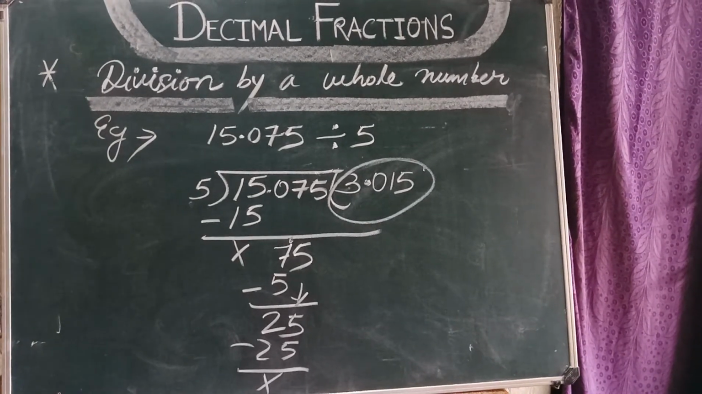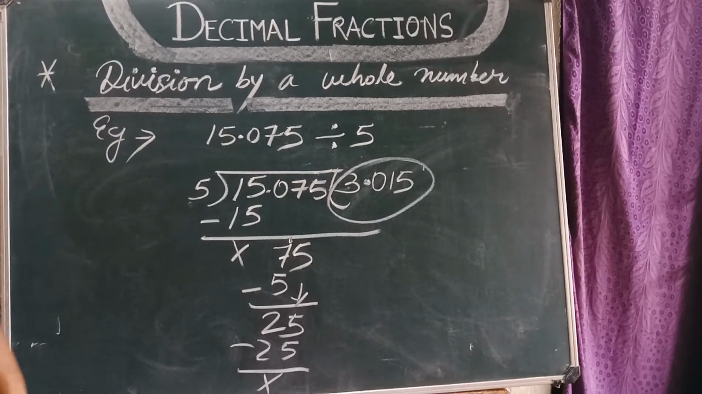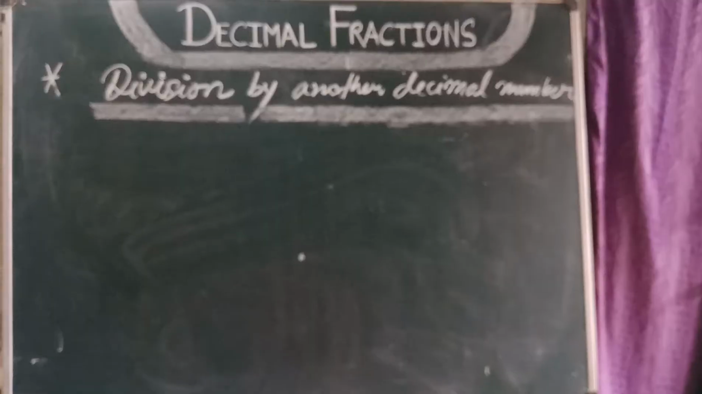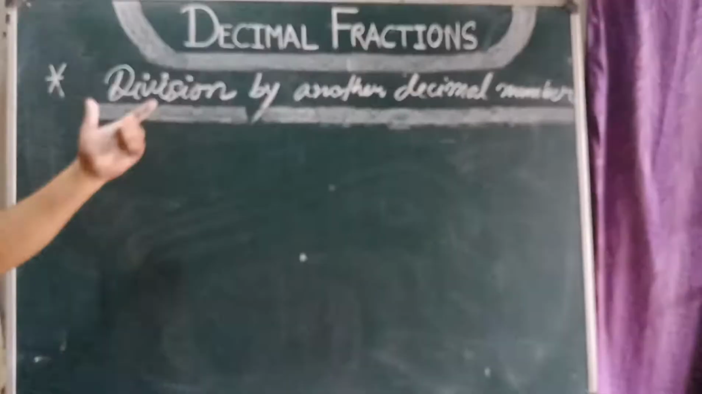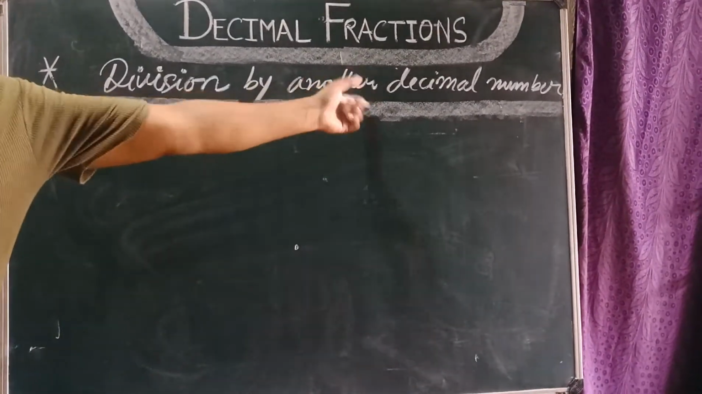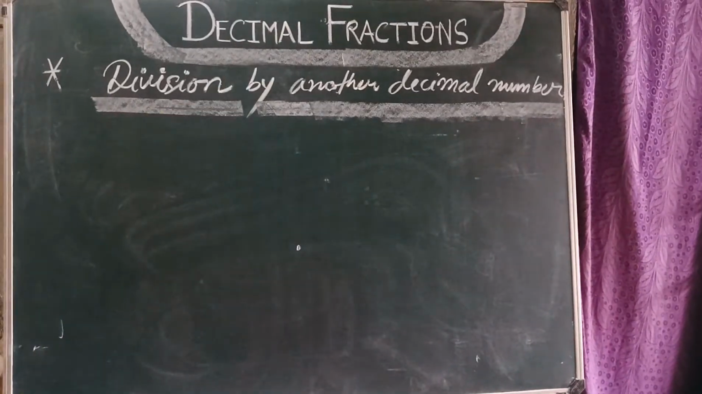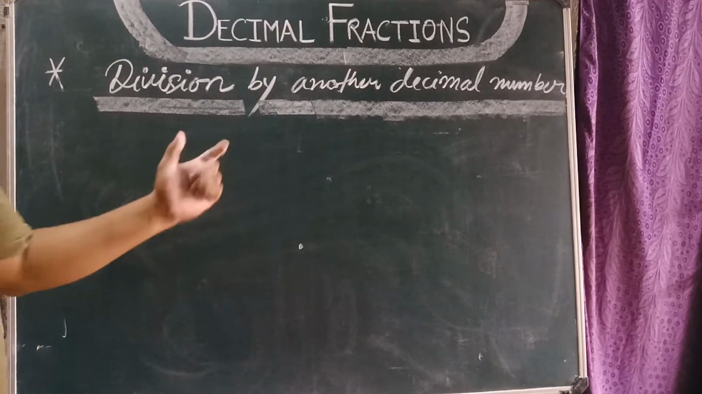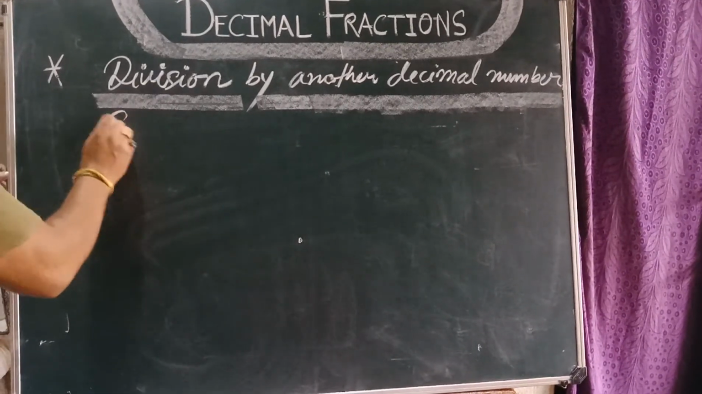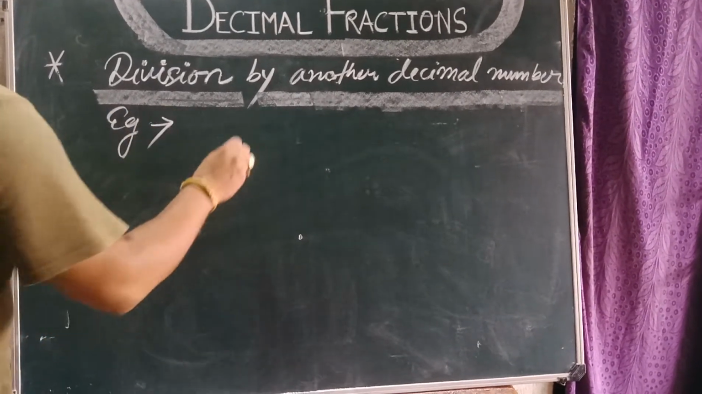Okay. So next we'll go for the division of the given decimal by another decimal number. So now we are going to do the sum of division of the given decimal by another decimal number. Means two decimal numbers, like we have multiplied in the previous segment. Here we are going to divide those. So I am taking an example.